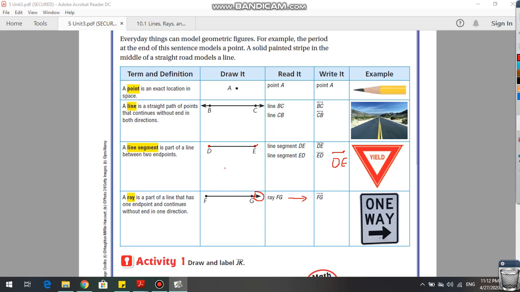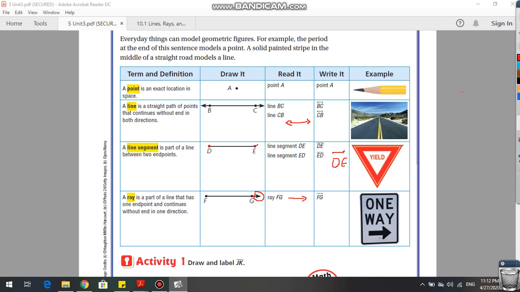Okay, the third type of line that we have is simply a line. A line is a straight path of points that continues without end in both directions. A line doesn't have a starting point or an ending point. I don't know where it starts or where it will end. And I can read it as BC or CB, line BC or line CB. What is the sign? A straight line with arrows on both ends.